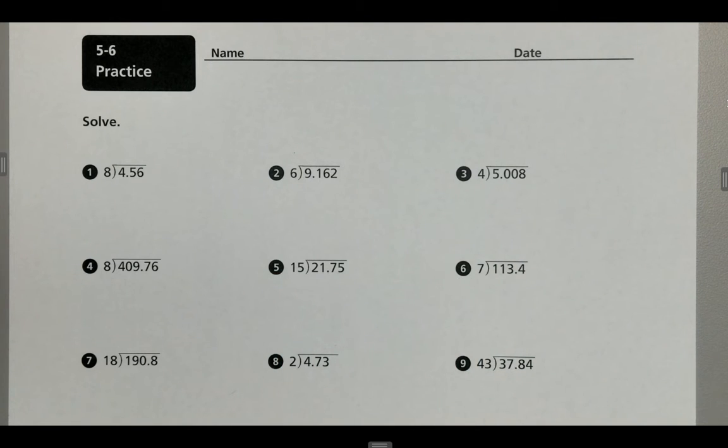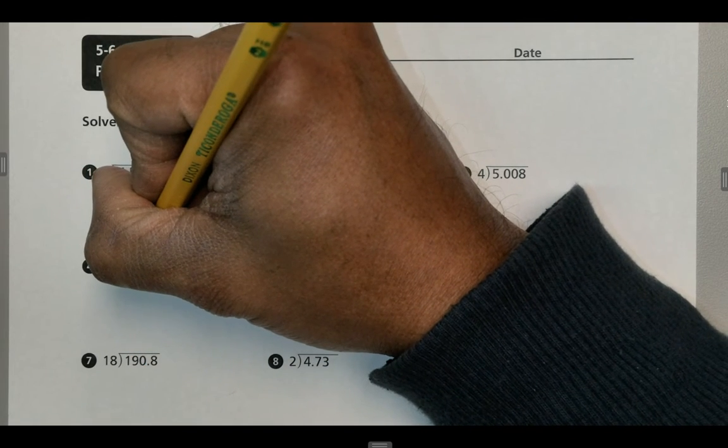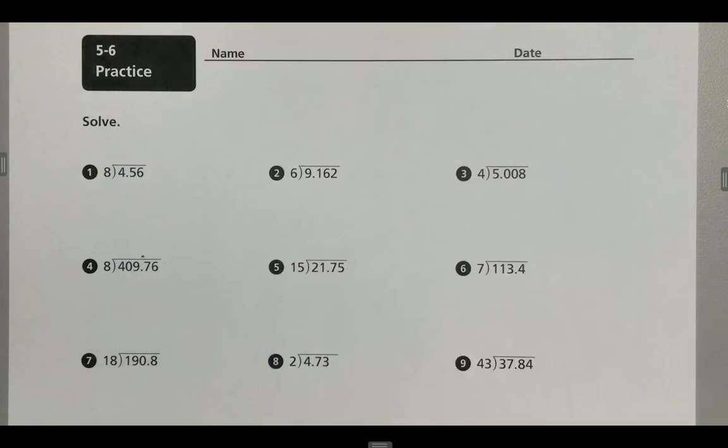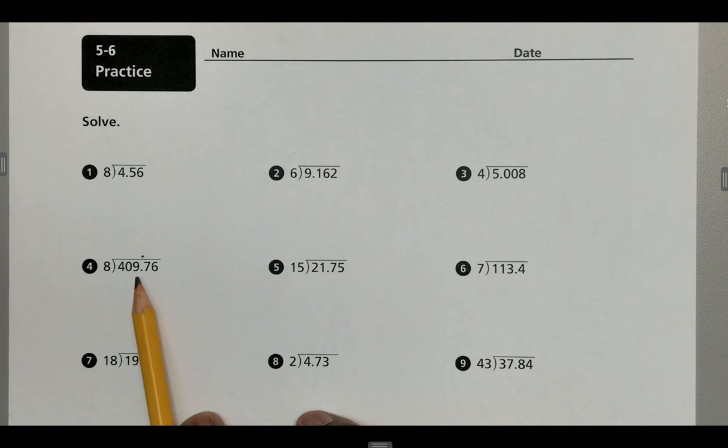Now, here's the good news. This situation is very easy to handle. When you see a decimal point in the dividend and the divisor is a whole number, all you have to do is insert a decimal point right where it lies and then perform division as if this was just a whole number.